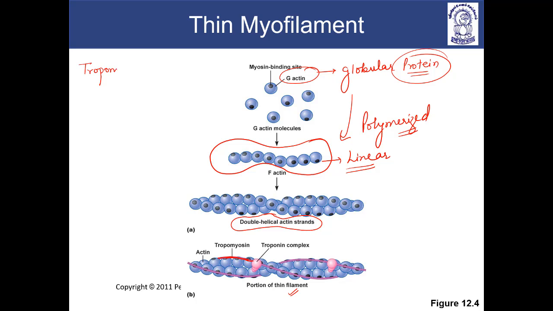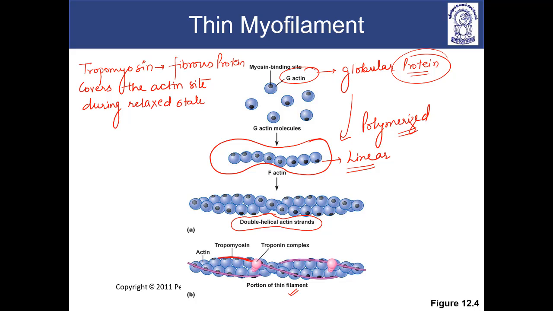So tropomyosin is a fibrous protein. It covers the actin sites during the relaxed state. So the tropomyosin is a fibrous protein which covers the actin sites during the relaxed state. The other one is troponin, a globular protein.